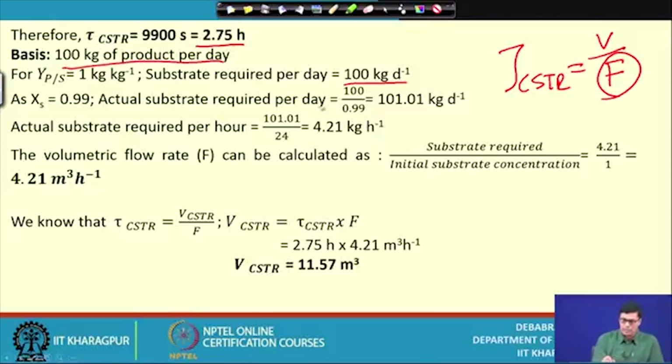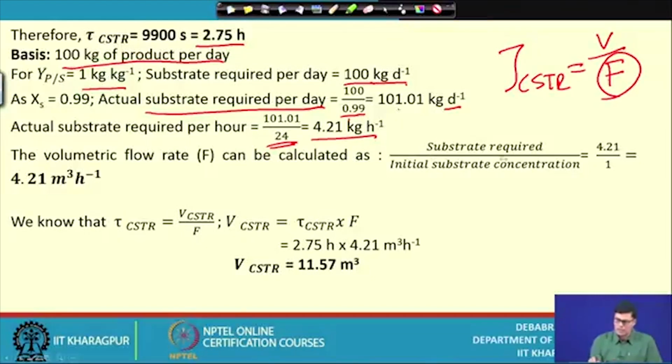Now for 100 kg of product, how much substrate is required? 100 kg per day, the same amount of substrate, because 1 kg of product is produced from 1 kg of substrate. The actual amount of substrate required per day will be 100 divided by 0.99, that is 101.01 kg per day. Am I right? This is per day; we can convert it to hours by dividing by 24, because 1 day equals 24 hours. So it comes to about 4.21 kg per hour.